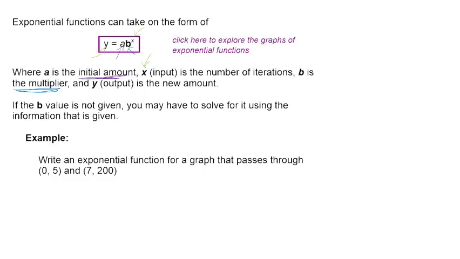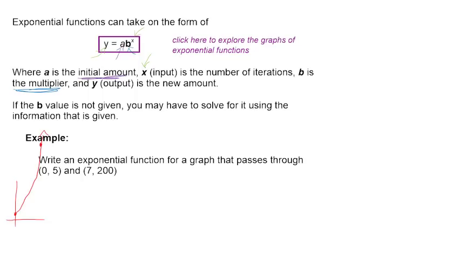So what we'll do here is I have this example. Write an exponential function for a graph that passes through the points 0, 5, and 7, 200. Okay, so 0, 5, and 7, 200. Well, if we were to sketch this graph, it'd go through a point here at like 0, 5, and then also over at 7, like way up here at 7, 200. So it's going to look something like that, okay?